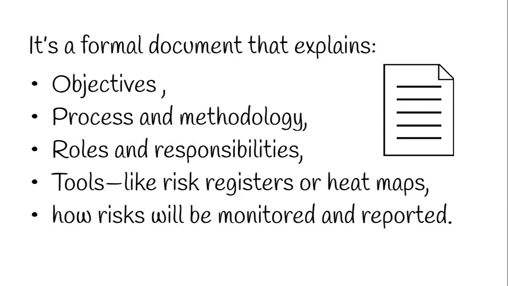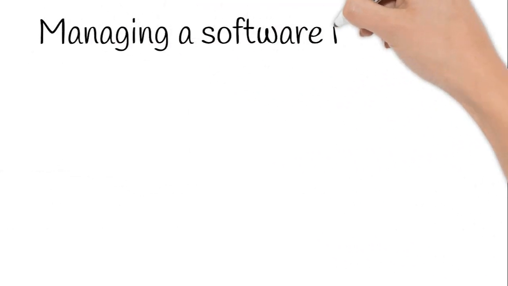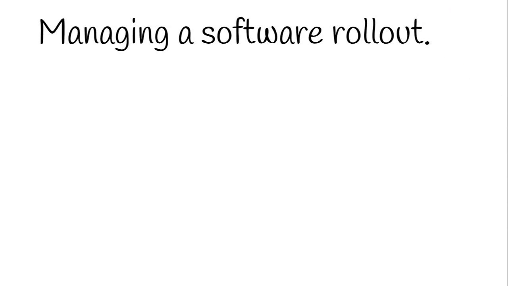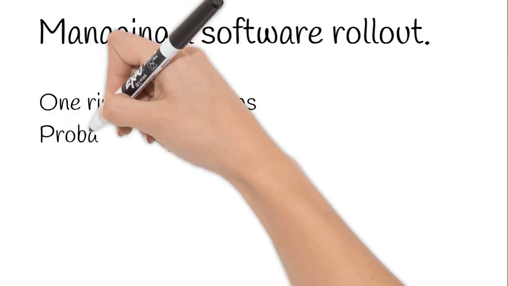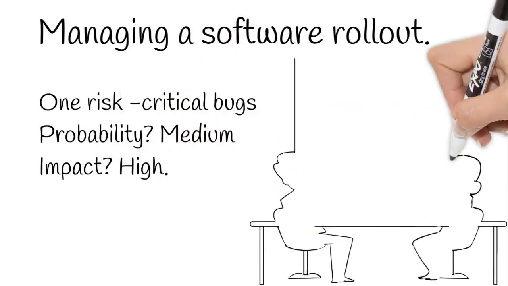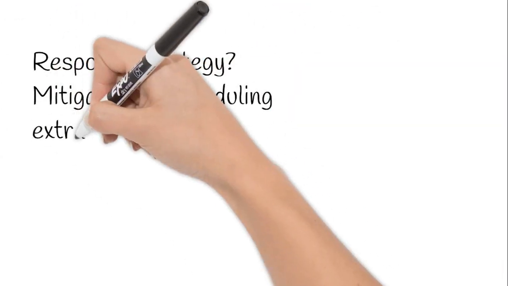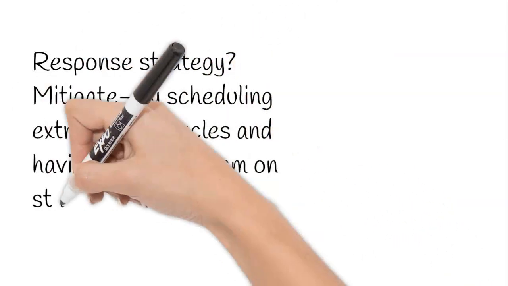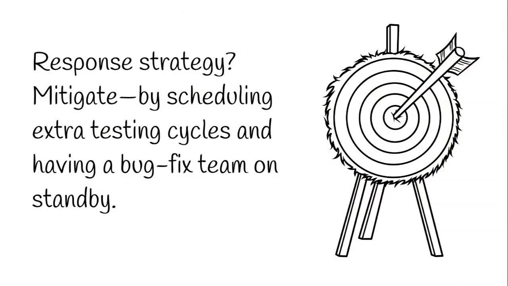Here's a quick example. Imagine you're managing a software rollout. One risk is that critical bugs may delay the launch. Probability, medium. Impact, high. Response strategy, mitigate, by scheduling extra testing cycles and having a bug fix team on standby. This simple step ensures your team is never caught off guard.